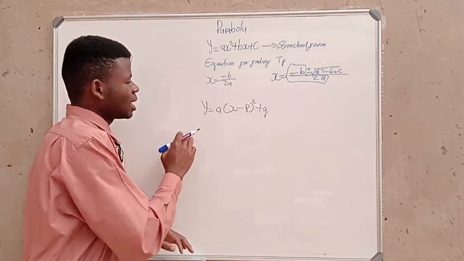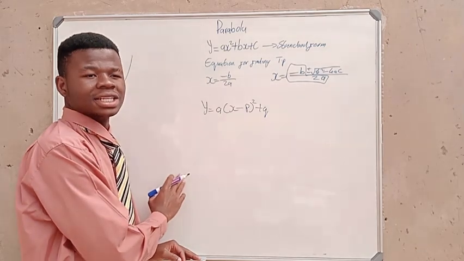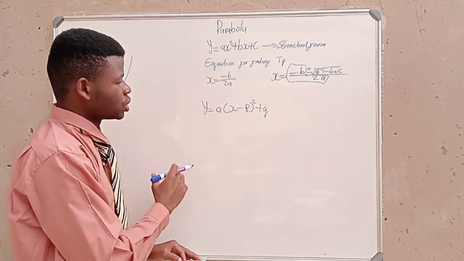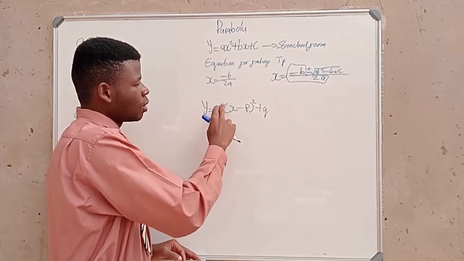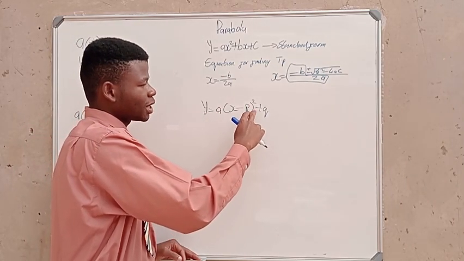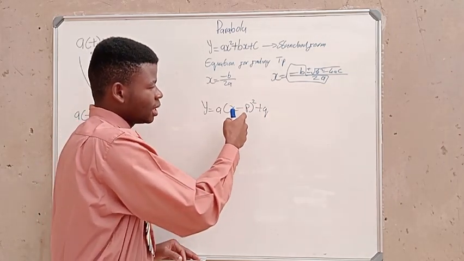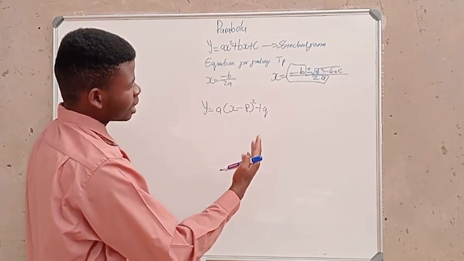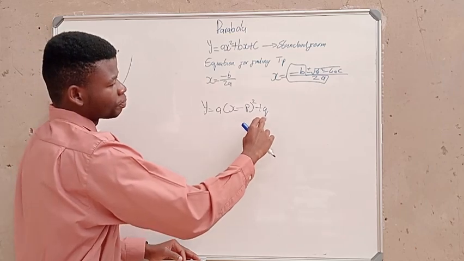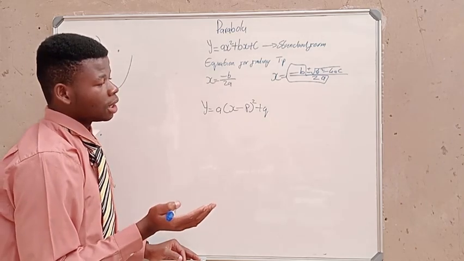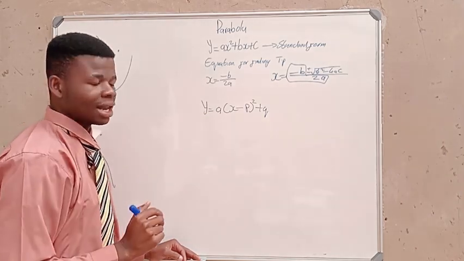Now we are going to the parabola in turning point form. In turning point form, you are going to see y is equal to a open bracket x minus p close bracket squared plus q. The p shifts our parabola from left to right, and the q shifts our parabola up and down.